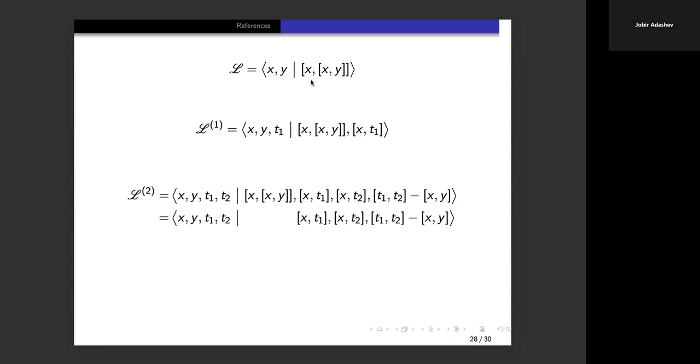In general, you can do the same. What you want to do is to add some more generators in order to get rid of some higher degree relation. And yeah, the proof is not so complicated, but a bit technical. And I didn't want to spend too much time on this. And I hope the example is enough.